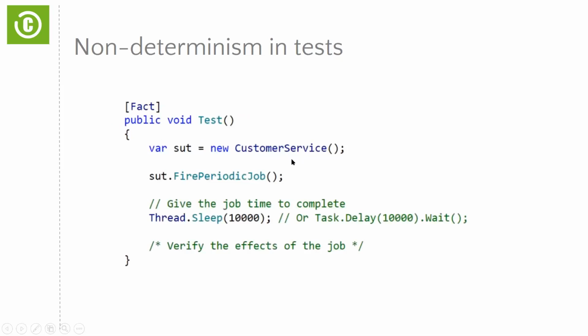You can see the customer service, we're creating a new object of the customer service class, and the service does some job that needs some time to complete, and then we can verify the results. So there is no way for us to know how much time this job will take, so we are randomly giving it some time, thread.sleep, so that after that we can verify the results. So this kind of test can pass most of the time, but if the job takes more time than the time stated here, it may fail.